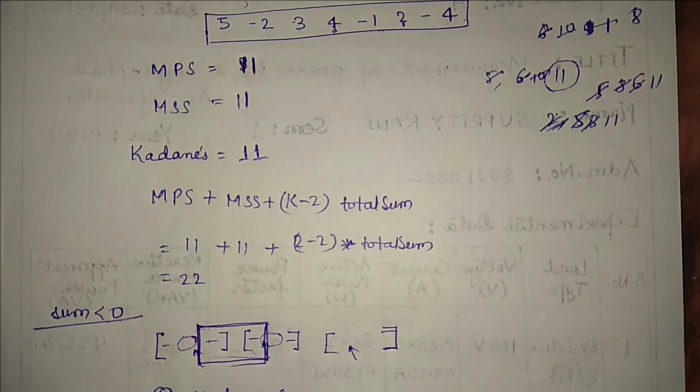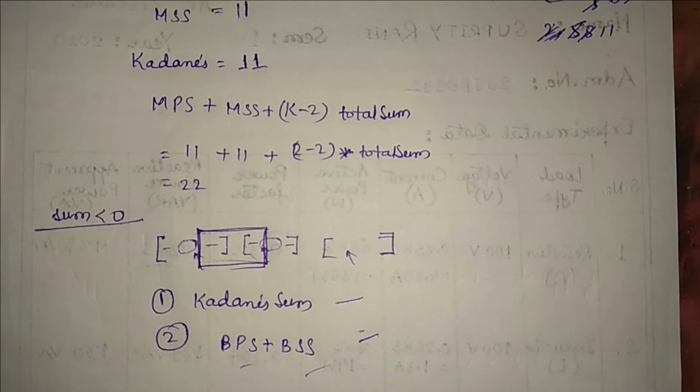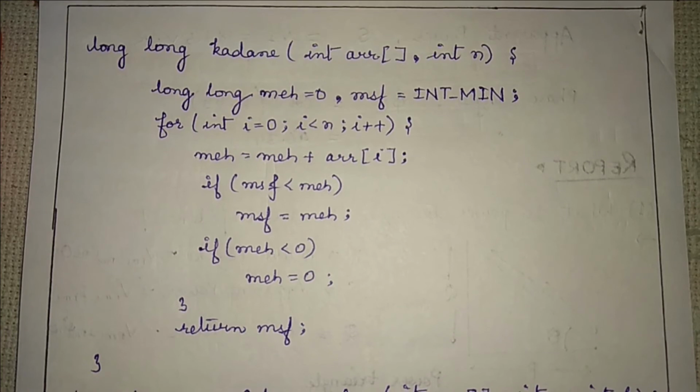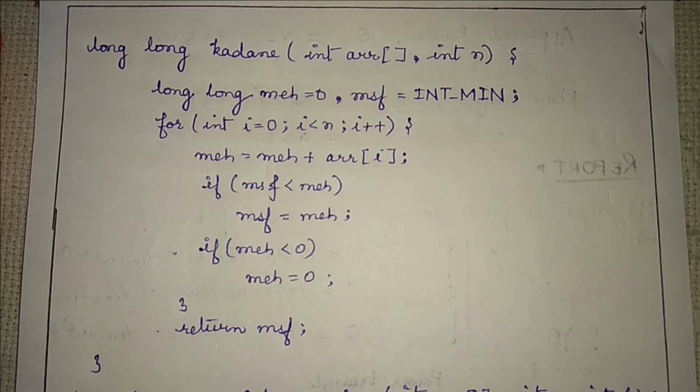Now you got that we just have to calculate best prefix sum and best suffix sum in the array, the total sum and Kadane sum, and the calculation of these four things will lead to our solution. So let's see how we are going to solve it through the code. For solving our problem, we need four things: total sum, Kadane sum, maximum suffix sum, and maximum prefix sum, right?